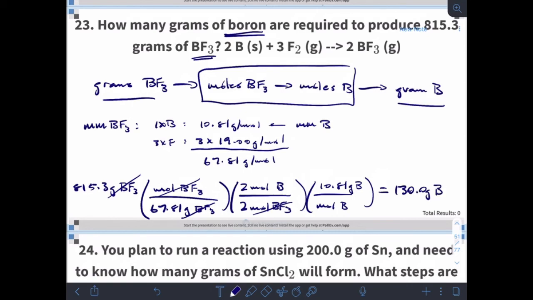Okay, and the reason that I have 4 sig figs there is because I have 4 sig figs in my initial information. I divide by 4 sig figs. My mole ratio is counting numbers, so they don't factor into sig figs. And then I multiply by 4 sig figs, so my final answer should have 4 sig figs.